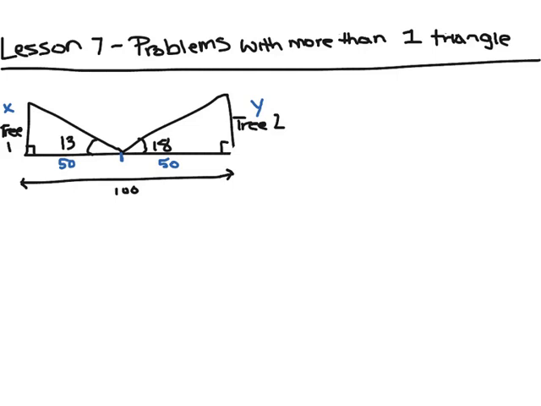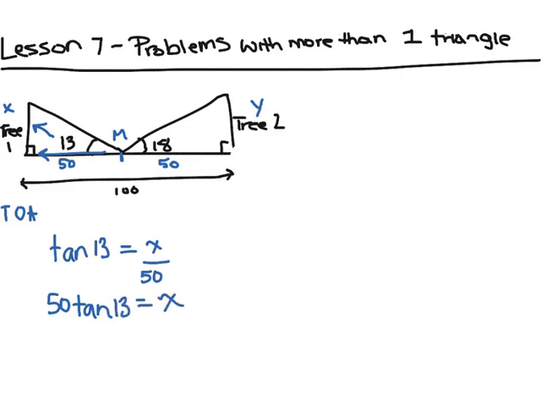From this triangle, X is our opposite, and we know our adjacent. So we have O and A, we're going to do tangent. So tan of M, which is 13 degrees, is equal to opposite, which is X, over adjacent, which is 50. We're going to multiply both sides by 50, so 50 tan 13 is equal to X, and X should be 11.5.